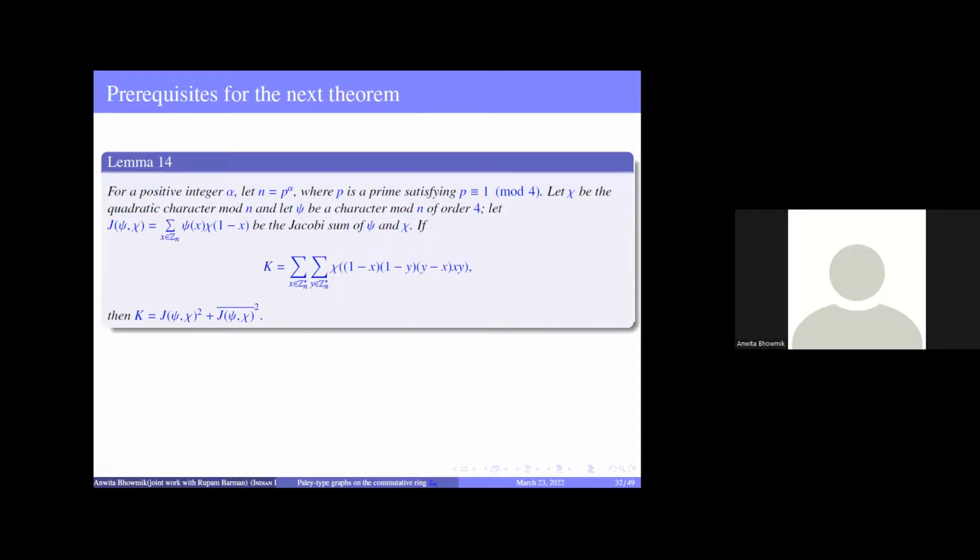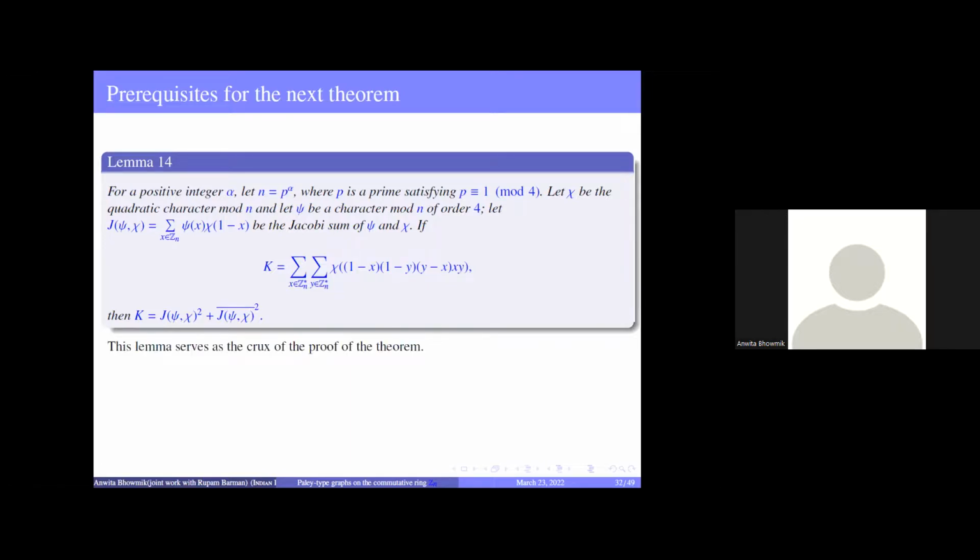The next lemma, which is the main lemma for the main theorem, says the following. Again chi is the unique quadratic character, psi is a character of order 4, and n is of course p to the power alpha, where p is congruent to 1 mod 4, and let J of psi and chi be the Jacobi sum of the characters psi and chi. Then this capital K, which is this double sum where x and y range in Zn star, can be written in terms of the Jacobi sum: the square of the Jacobi sum plus the square of the complex conjugate.